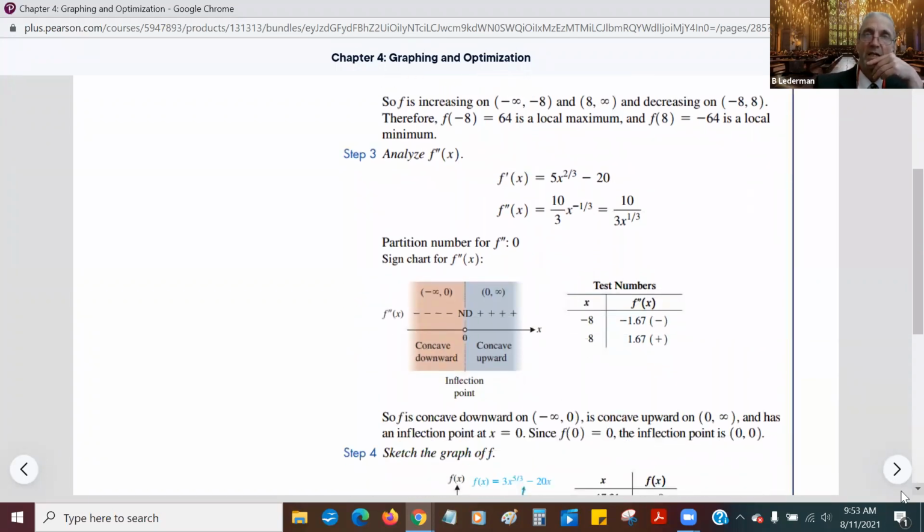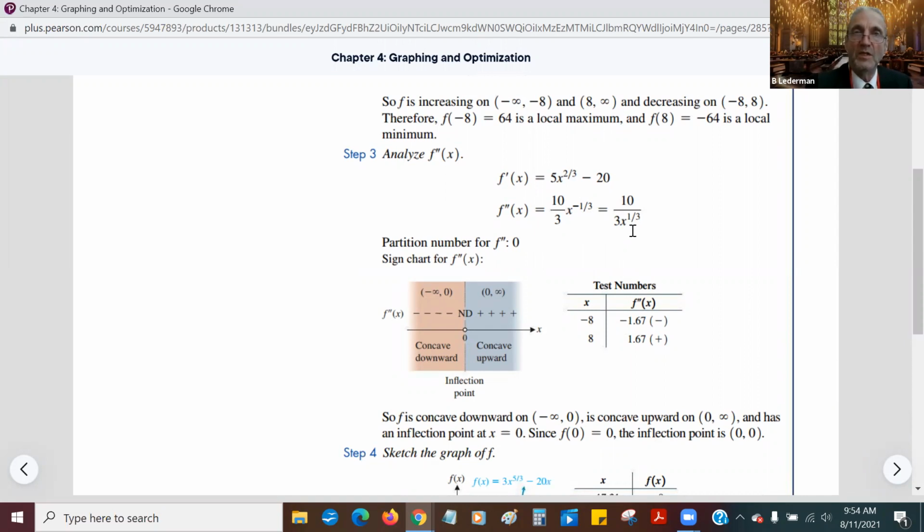Now we go to the second derivative. So if f prime is this, f double prime is going to be 10/3 x to the negative 3rd power, which is 10 over x to the 1/3. And this never equals 0, but it is undefined when x equals 0.